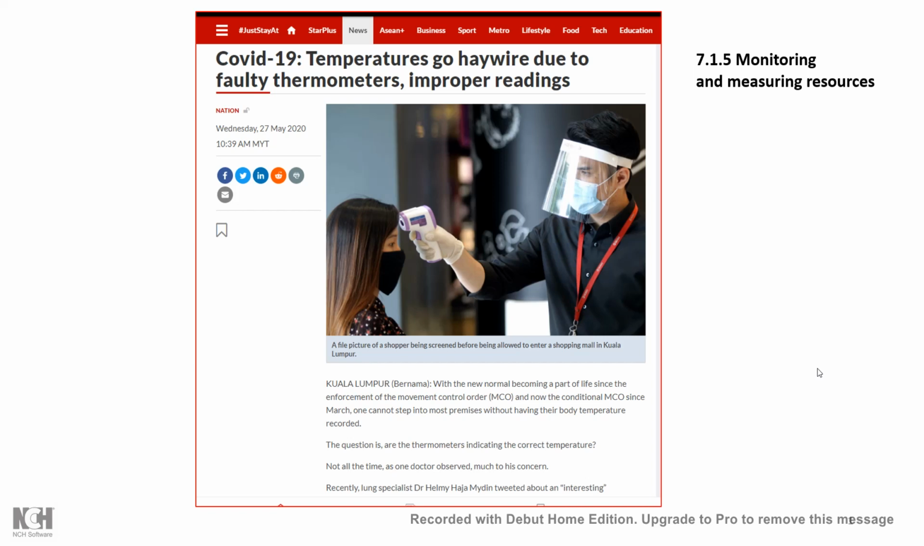So recently we have COVID-19 issues, and sometimes you see the news written here. People are starting to doubt whether the thermometers actually are useful to measure the temperatures. In this particular news, May 27, they say temperatures go haywire due to faulty thermometers giving improper readings, so people who are sick are actually being allowed into the mall. So this is an example of why clause 7.1.5, monitoring and measuring resources, is important, because it is concerned about the instruments being used for recording, for monitoring, for measurement of food quality.